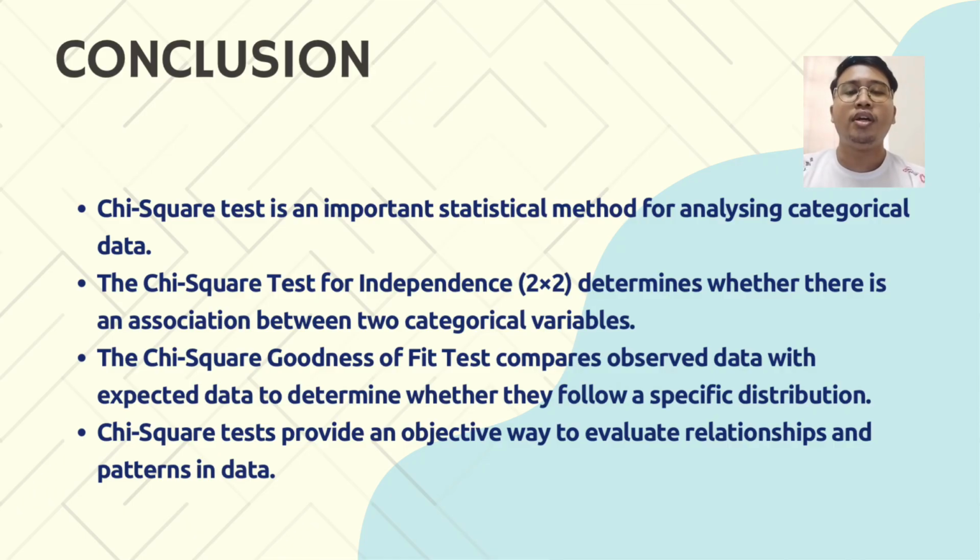In conclusion, the chi-square test is an important statistical method that is used to analyze categorical data. We have discussed two types of chi-square tests, which are the chi-square test for independence and the chi-square goodness of fit test. So overall, this test helps researchers make clear and objective decisions based on categorical data.